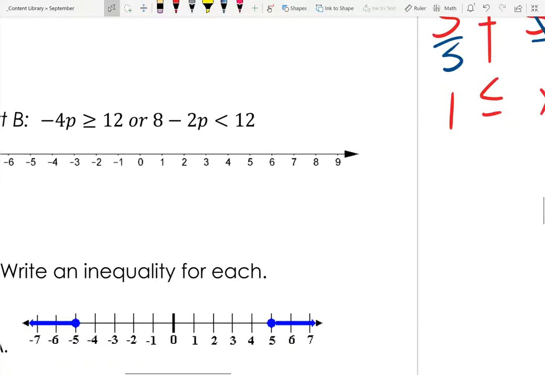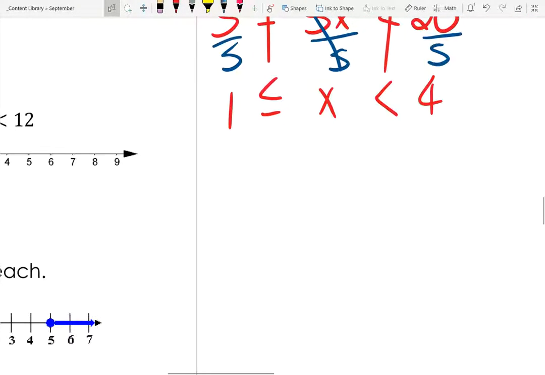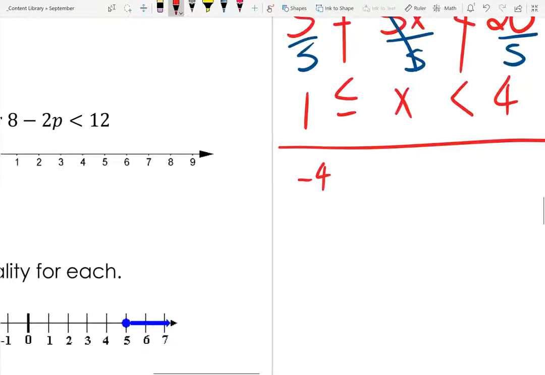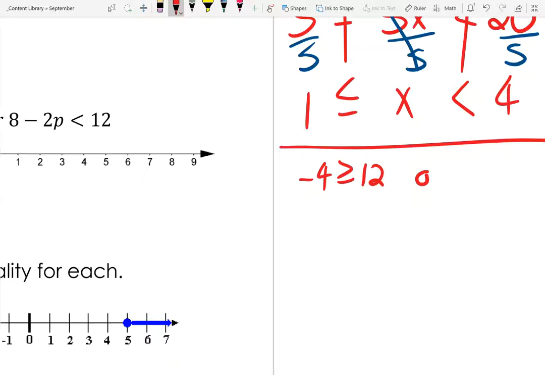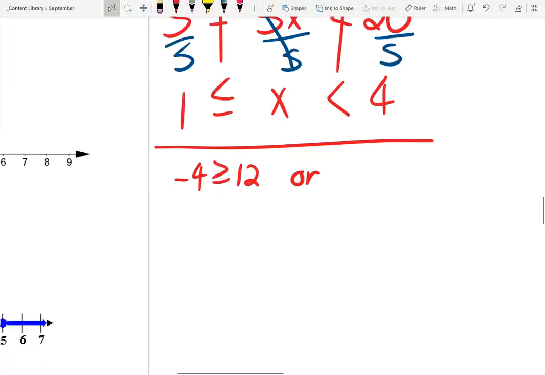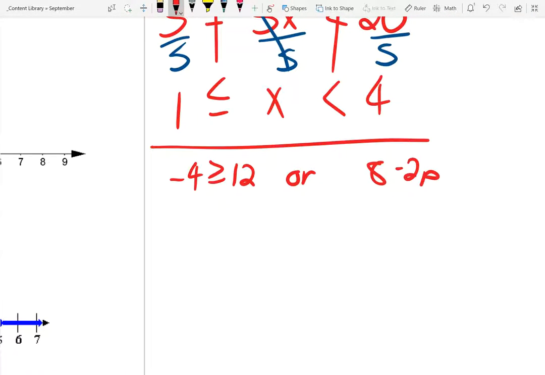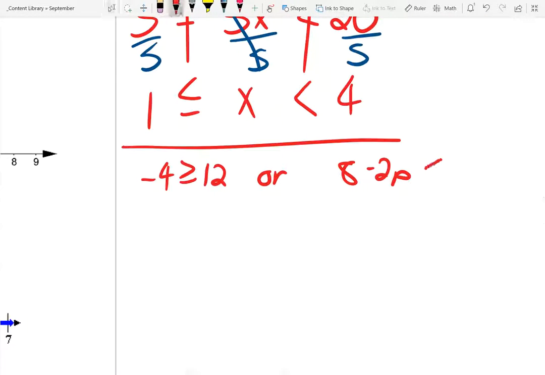Now, part B, let me write this out. We have -4p greater than or equal to 12, or if 8 minus 2p is less than 12. Okay, since this is an OR problem, we have to solve both of these inequalities separately. So let's focus on the one on the left.